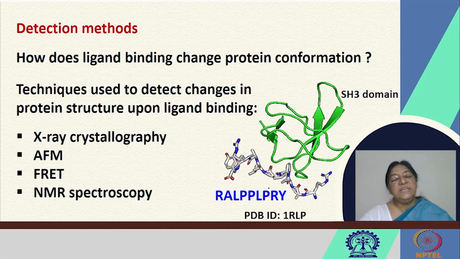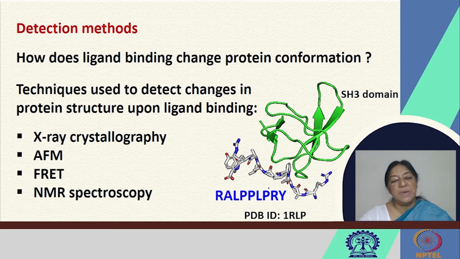There are specific detection methods. For example, how do we know that the protein, which is the ligand in this case, can bind and change the protein conformation? There are several detection methods that can be used: X-ray crystallography, AFM, FRET, or NMR spectroscopy, depending upon the type of interaction that is being studied.